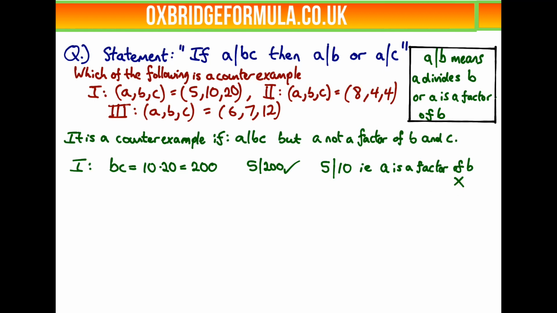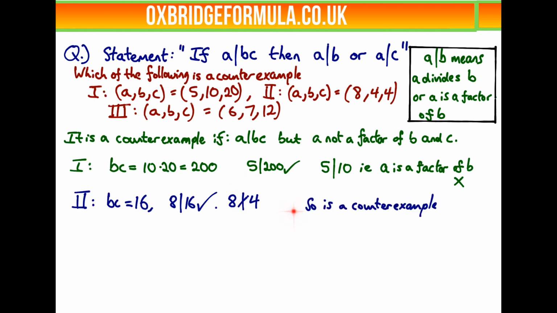What about the second option? We have BC is 4 times 4, which is 16. And then A is 8, so 8 divides 16, so 8 is a factor of 16. And then, is 8 a factor of 4? No, because 8 is bigger than 4. And because B and C are the same thing, it's just this statement. So it is a counterexample, as 8 divides 4 times 4, but 8 does not divide 4, and 8 does not divide 4.